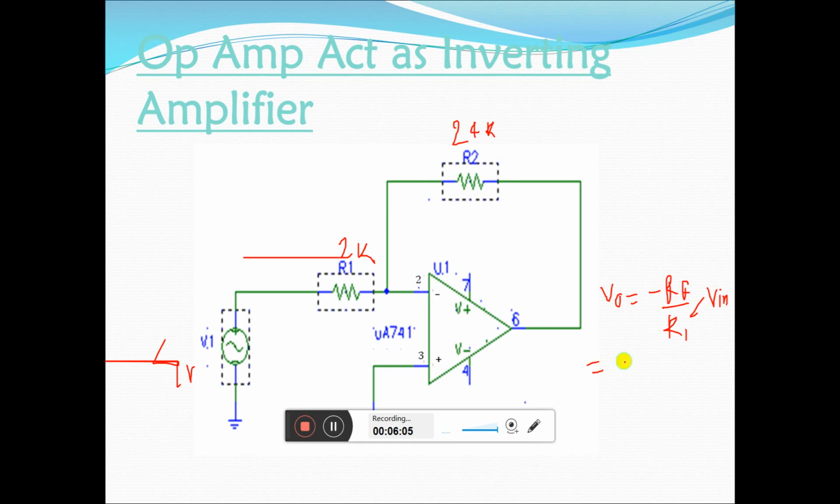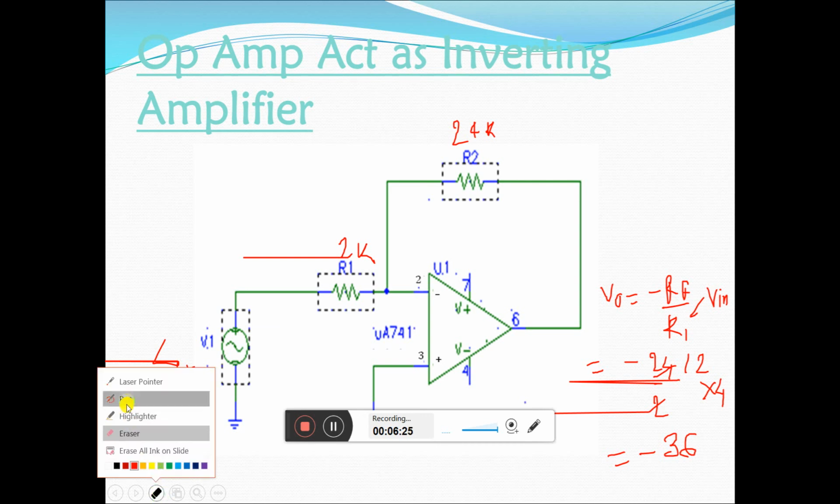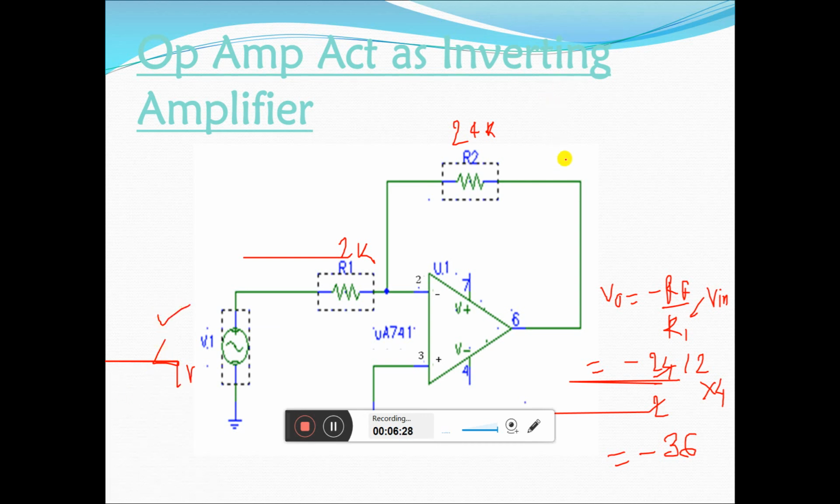Here minus 24 divided by 2 is minus 12, multiplied by 4, the answer is minus 48 volt. That means we apply 4 volt, and due to the gain the output voltage gets amplified, but the output is inverted in form.